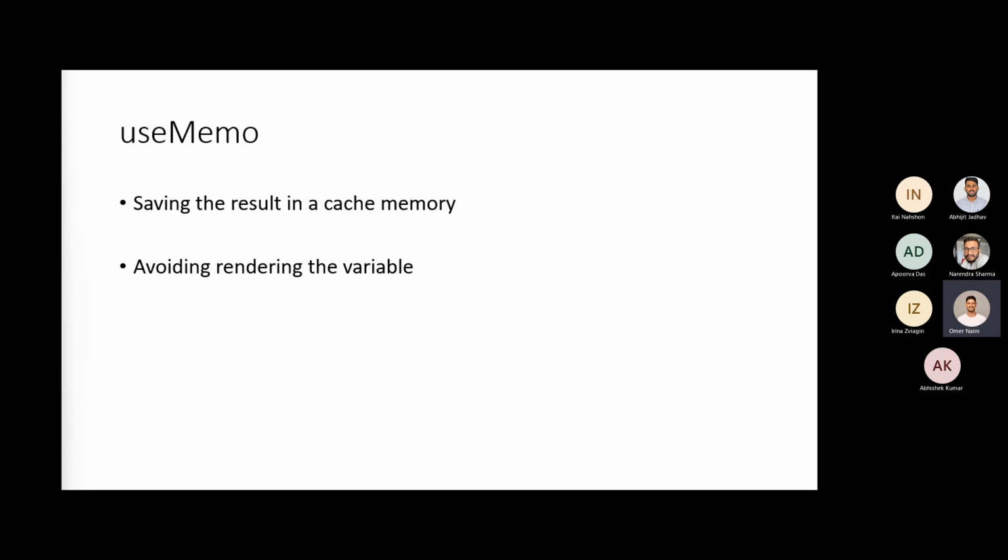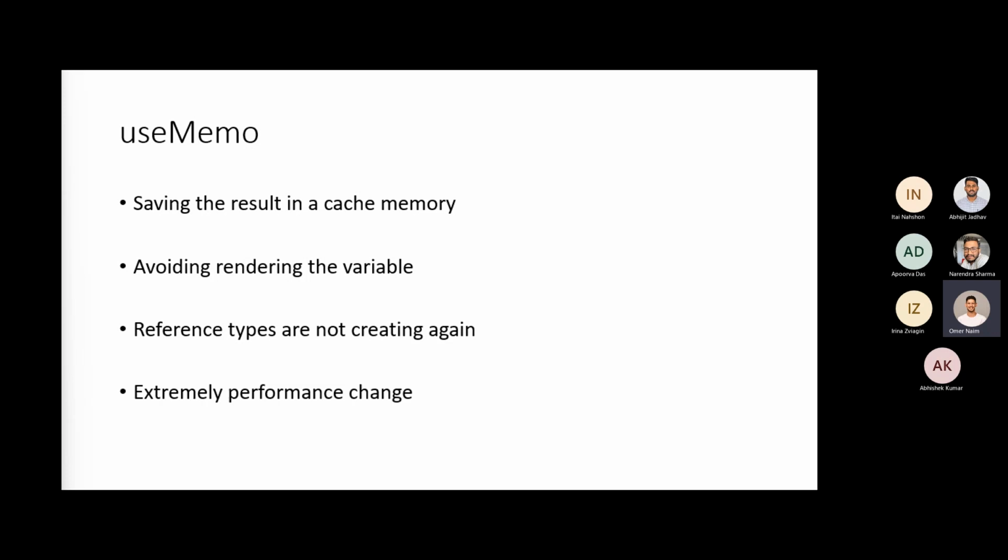It will avoid re-rendering the variable that holds the cached information. Reference types are not created again, meaning that in JavaScript, we are familiar that we have primitive types and reference types. If I have a reference type and I refresh the page, we all know it has a new pointer. It's not the same array that it was before the render. So useMemo helps me say to React, hey, maybe I'm an array, but I have the same pointer as the last one, so you don't need to re-render me. I'm the same thing. And we can have extremely good performance change.